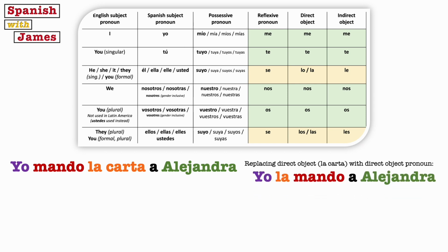Now first I could make this more efficient by replacing the direct object, la carta. If we already know we're talking about una carta, then I can replace that with just "la." "Yo la mando a Alejandra." So la carta replaced with "la."